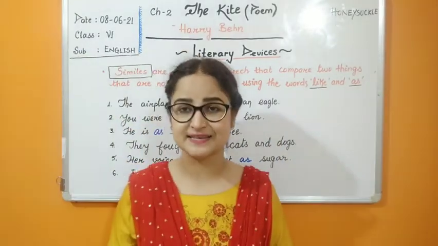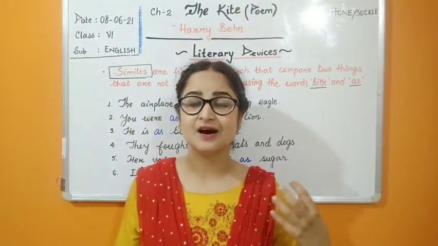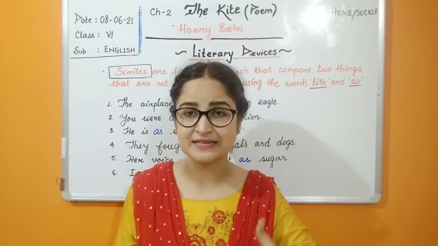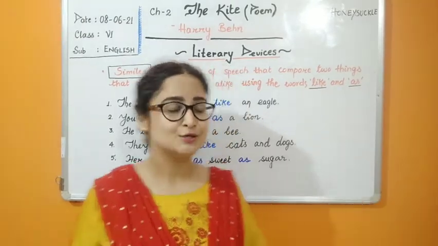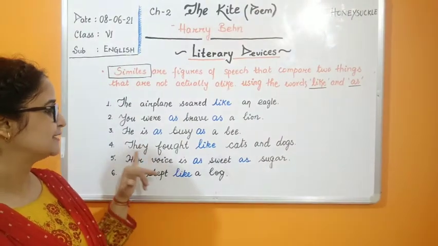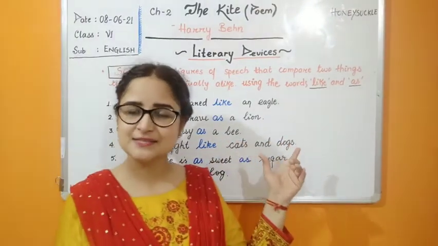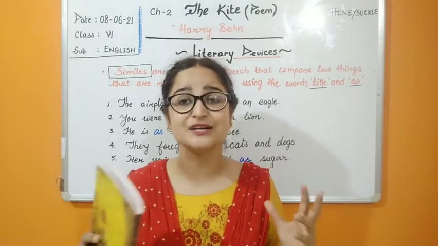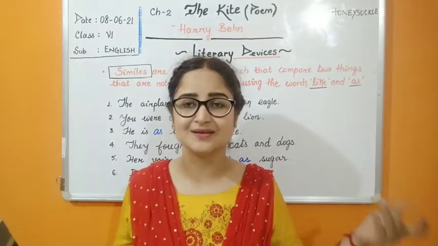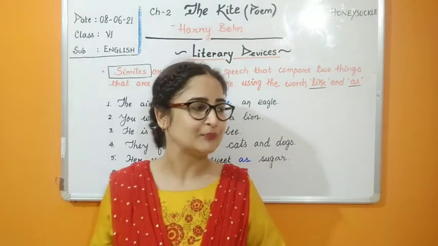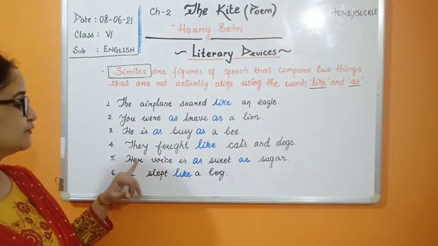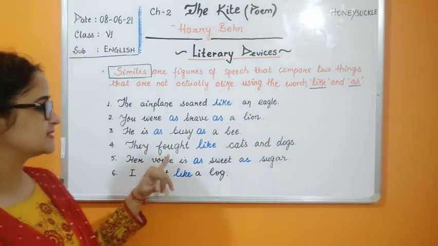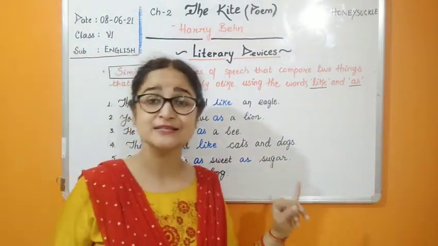Their fighting, the way they're fighting, has been compared. So they are obviously humans and cats and dogs are animals. So we can see here also the two things are different from each other. Okay, one is human, another is animals. So again with the fifth sentence, her voice is as sweet as sugar.